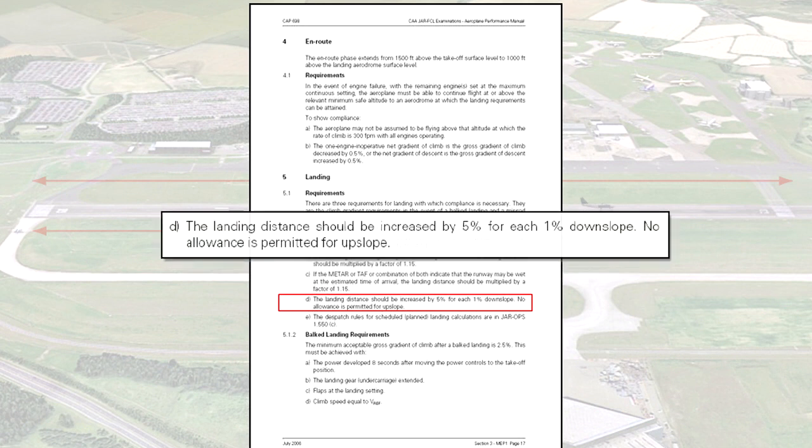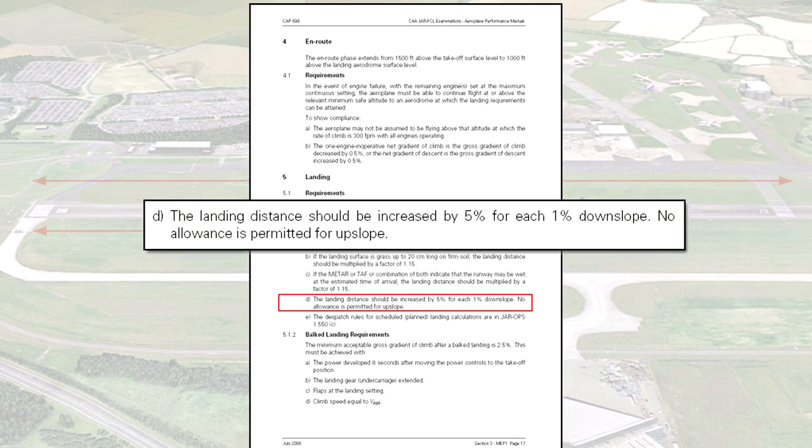Point D states that the landing distance should be increased by 5% for each 1% downslope. This means that for a 1% downslope, the landing distance should be multiplied by a factor of 1.05. Therefore, for a 2% downslope, the factor would be 1.1. Point D also states that no allowance is to be permitted for upslope. The reason for this is that upslope will reduce the landing distance. If a pilot were to ignore the reduction in the landing distance, then a margin of safety would be incorporated into the landing distance calculation.